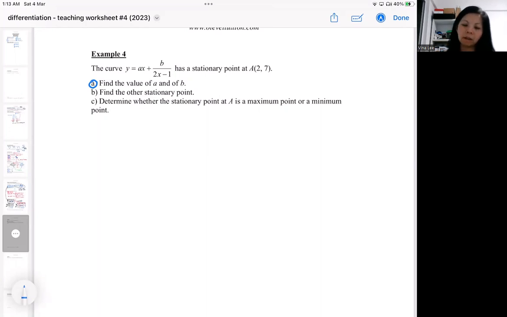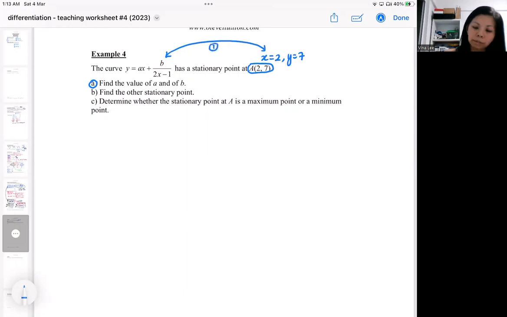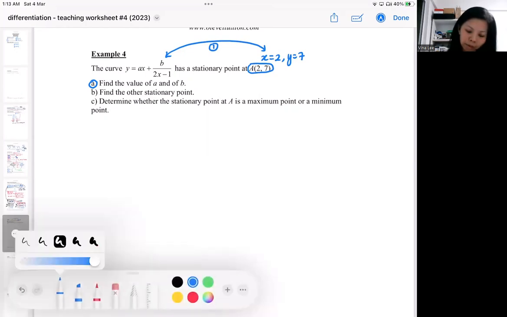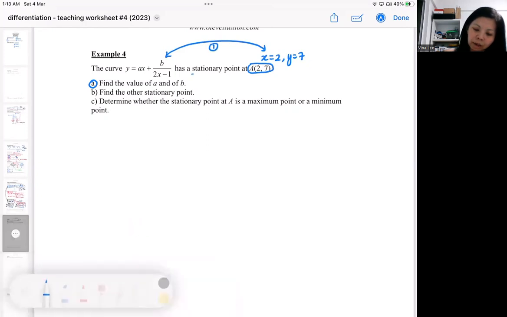So let's have an idea how we apply stationary point here. When we see a coordinate, the coordinate is an implication that when x is 2, y is equal to 7. So essentially that will be the first piece of information. So that should be the first equation. Some people may not see this information. Some of you might see the other one.